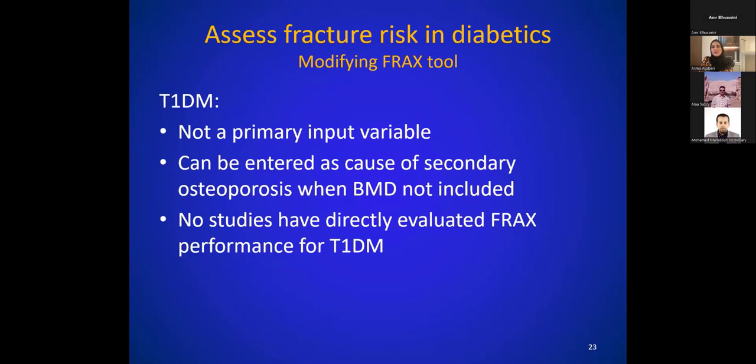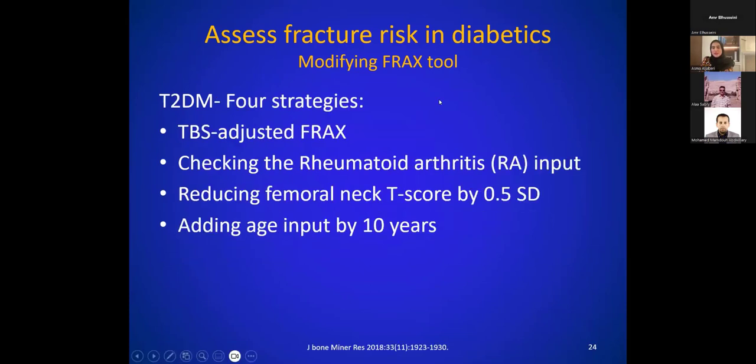No studies have directly evaluated FRAX performance for type 1 with the TBS. But if you're not going to use the DEXA scan BMD as a variable, you can just check osteoporosis as a secondary cause, but we don't really adjust FRAX for those patients. How about type 2? The adjustment and modification of FRAX is usually used with type 2 patients.